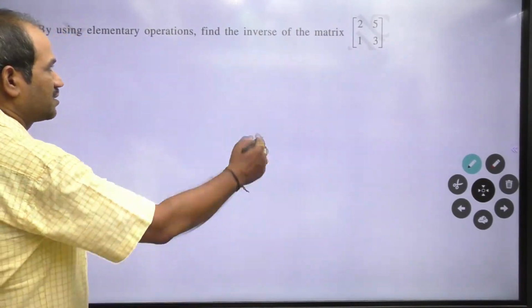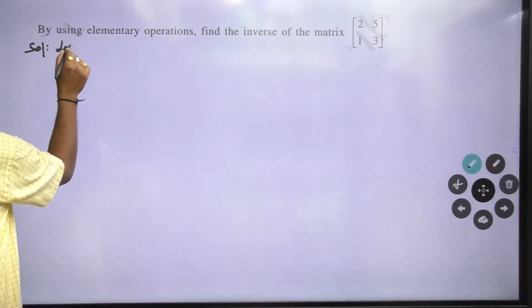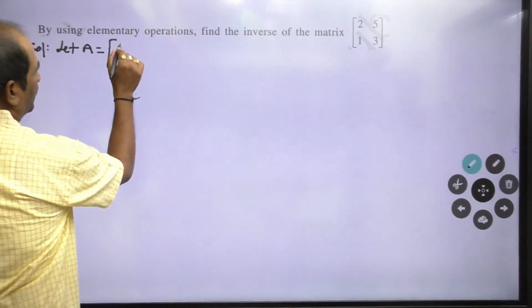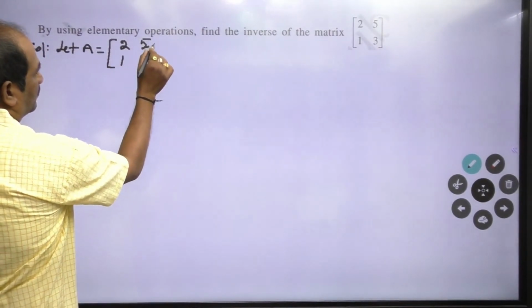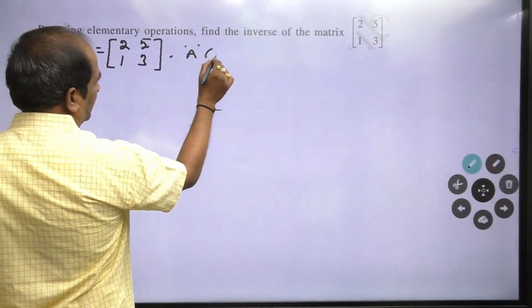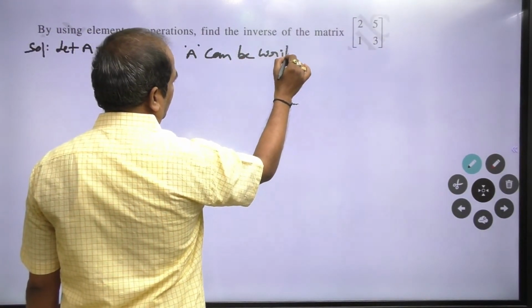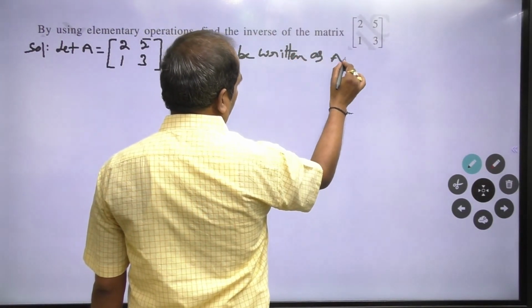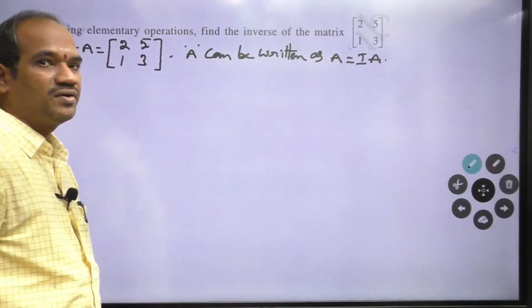First write the solution here. In this solution, let A be the given matrix. The given matrix is 2 5, next row 1 3. This is A. A can be written as A is equal to I into A, first step.